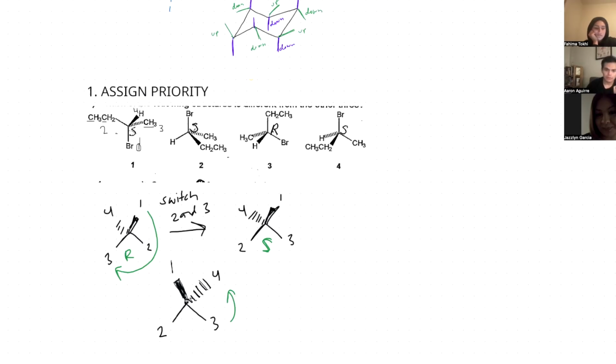So remember the original was four and three. In your head, you just go, okay, let me quickly put the four over here and swap positions.